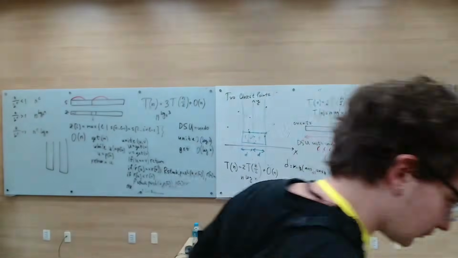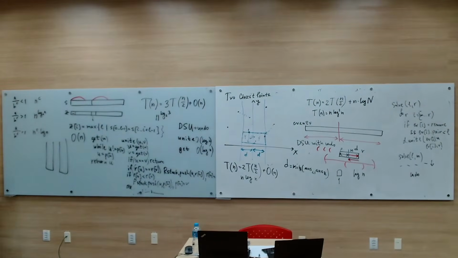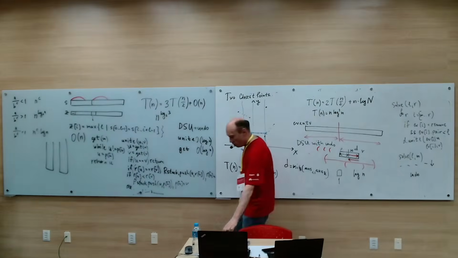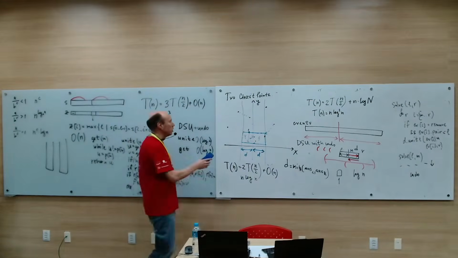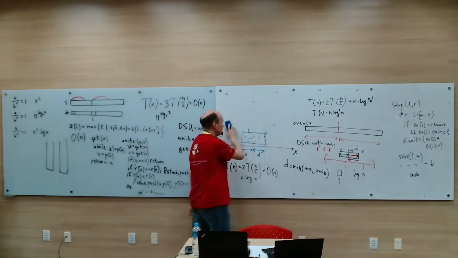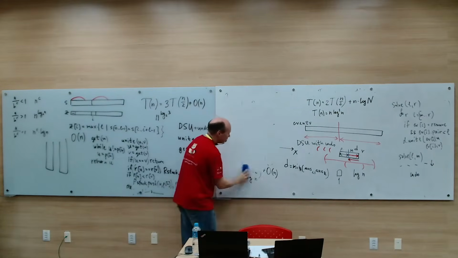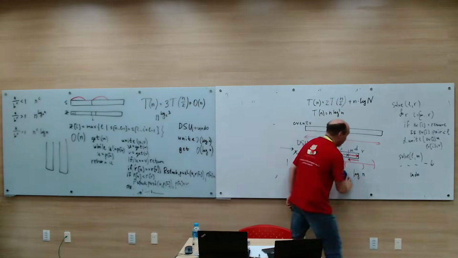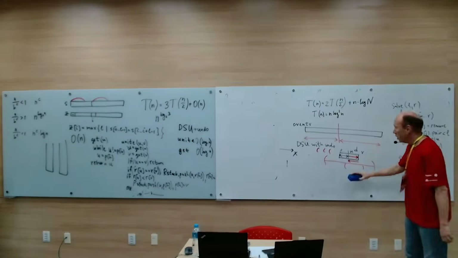Everybody has returned? Okay, let's move on. Our lecture today. So now what we're going to discuss is maybe one of the most famous algorithms based on divide and conquer, which is the fast Fourier transform.